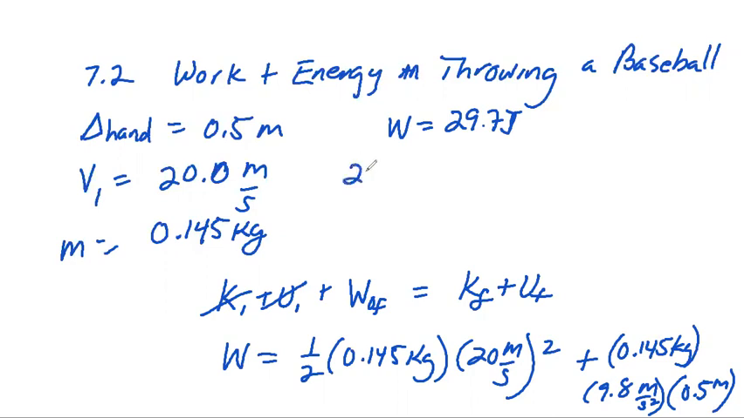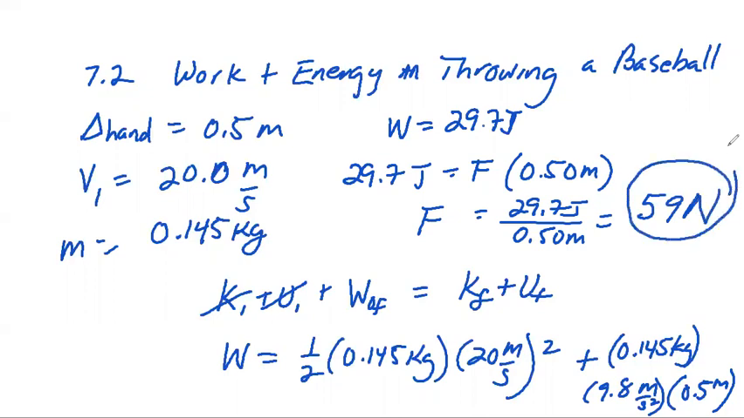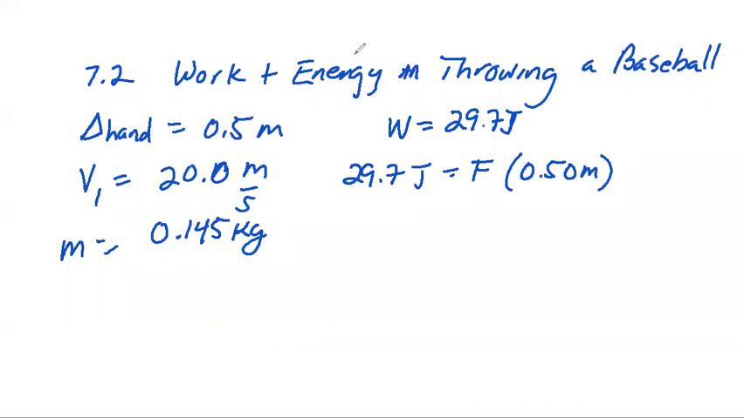But my work is going to be equal to the force times the distance. So 29.7 joules equals my force times the distance that my hand worked, which was 0.50 meters. So force is going to be equal to 29.7 joules over 0.50 meters. And that's going to be equal to 59 newtons. That's my force. All right, I'm going to pause, clean my board, and continue.